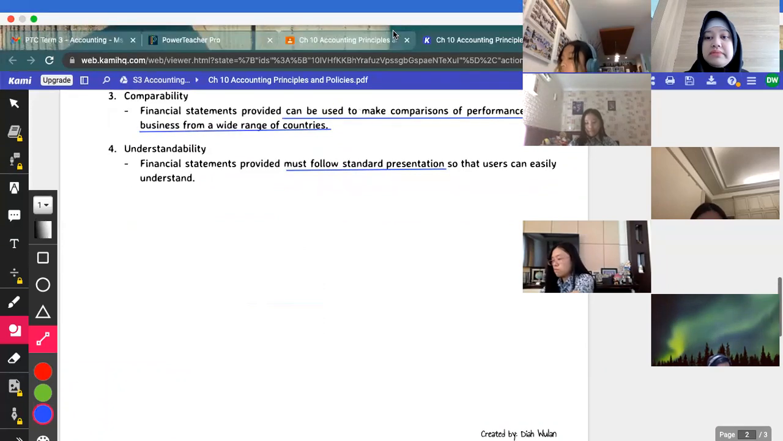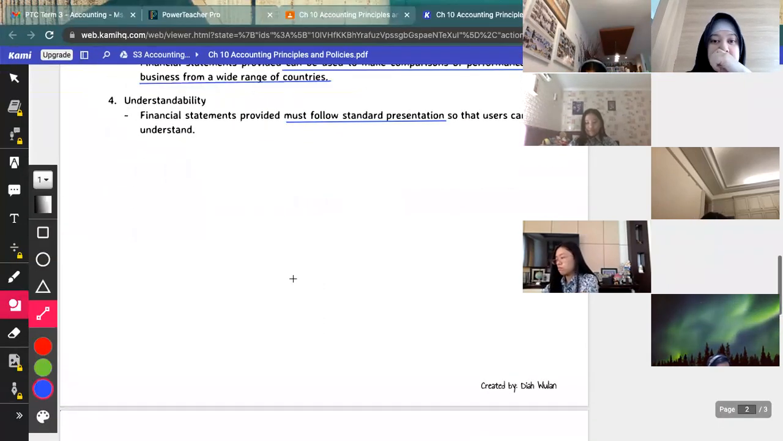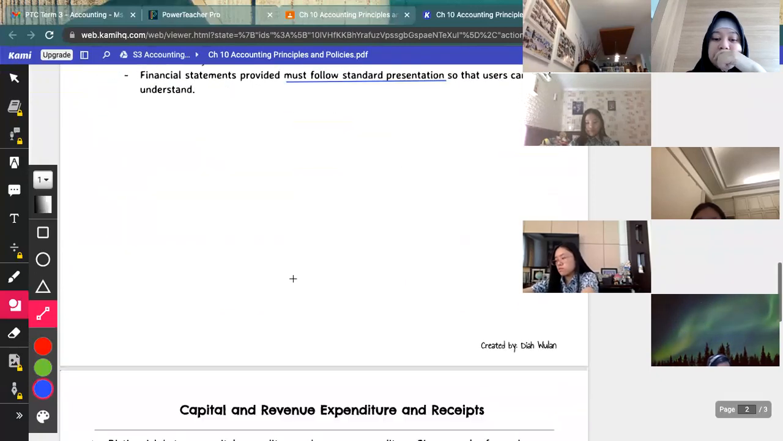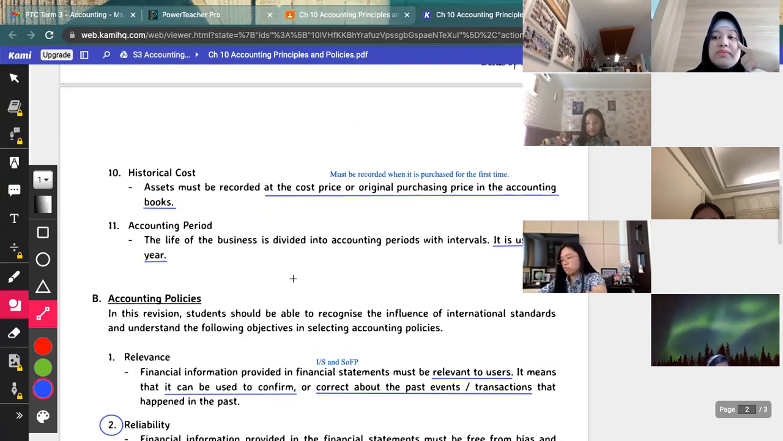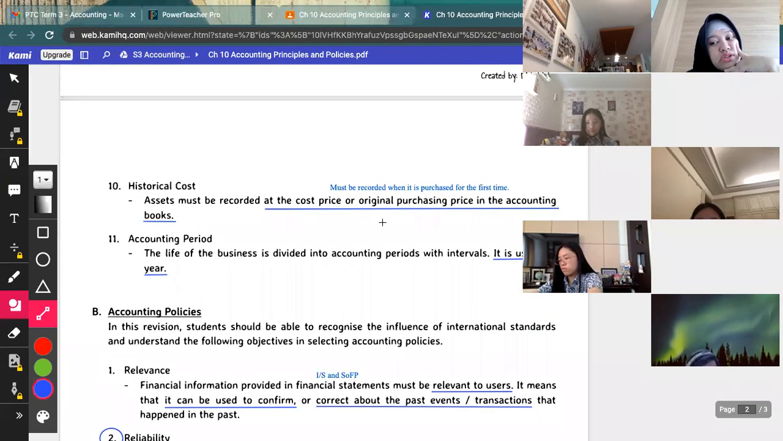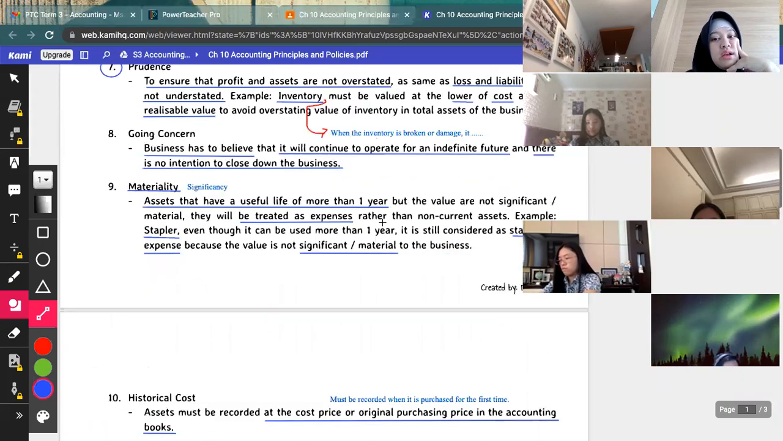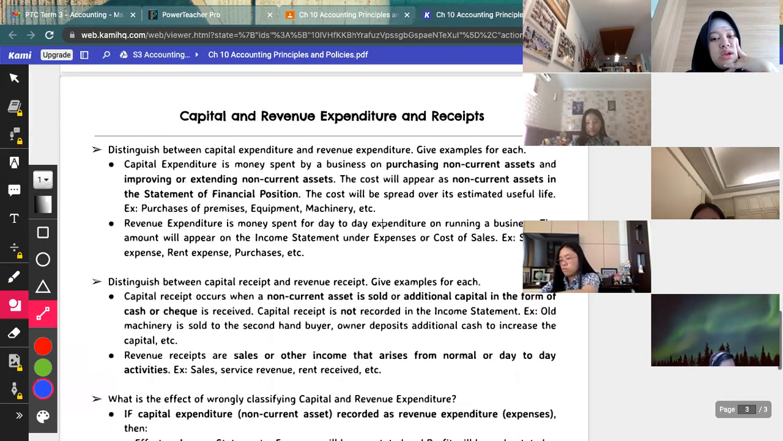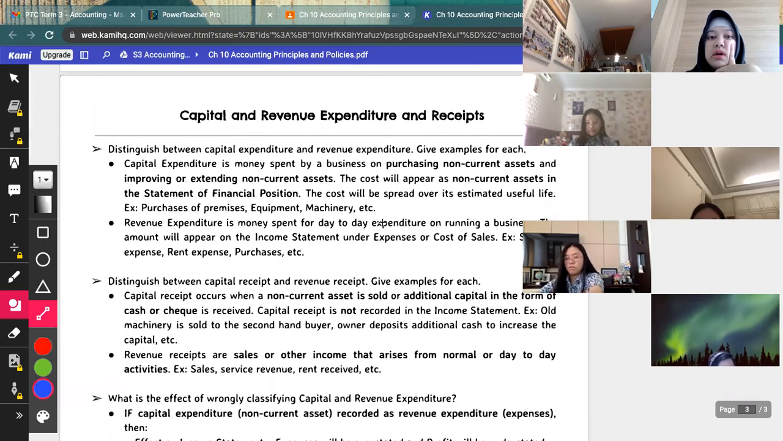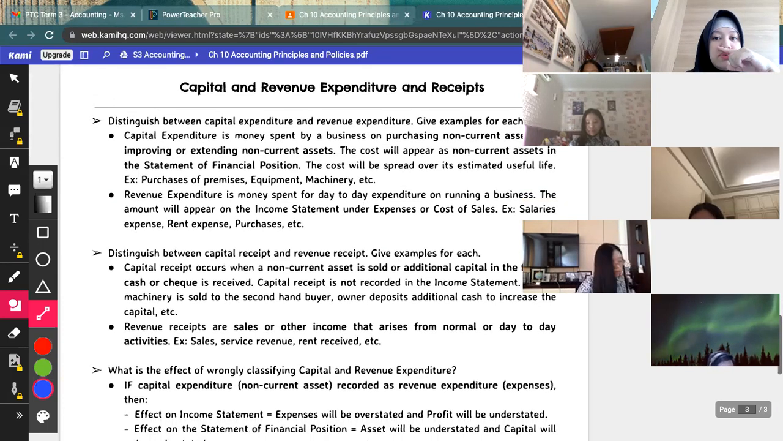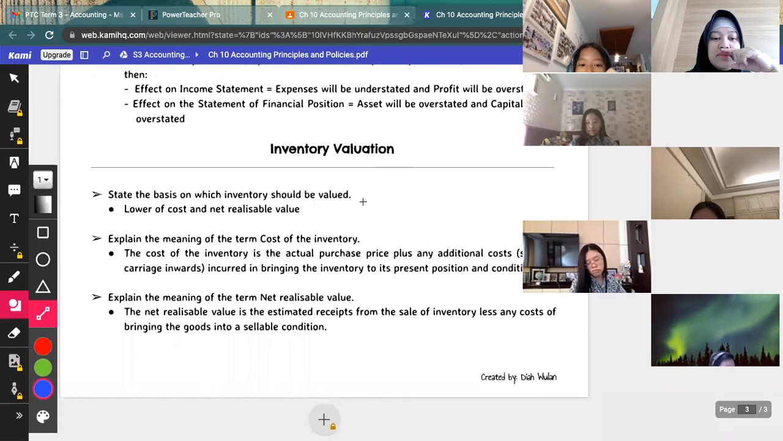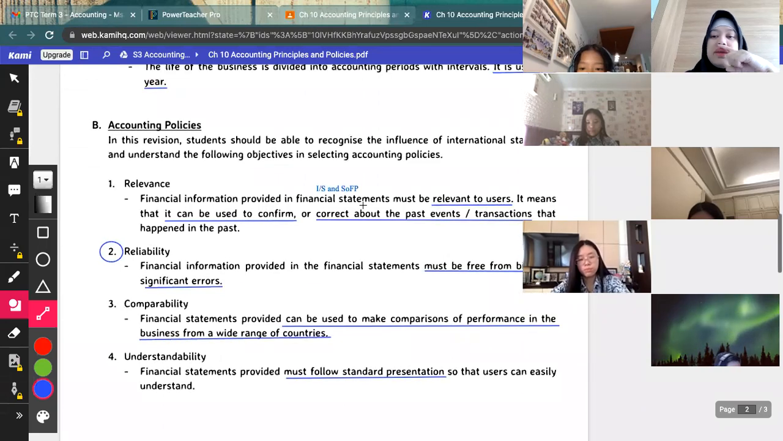Any questions so far? No question? If there's no question, then I'm going to dismiss our class early. It's the first day of term 4. I want to discuss this next topic when we have a longer time, because it needs your concentration: capital and revenue expenditure and receipts, as well as inventory valuation. Okay, any question, guys?